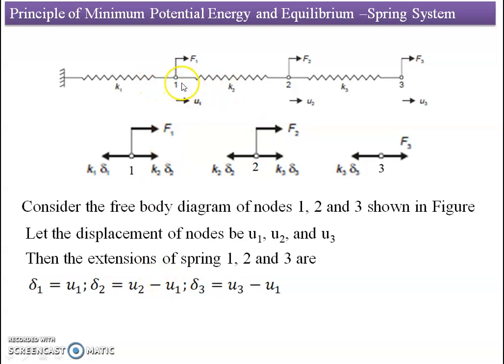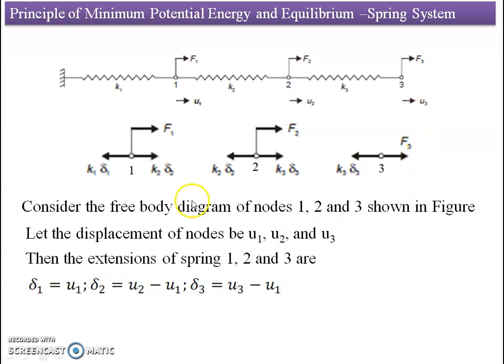Here in the case of node 2, there will be extension for both the parts. It will be a resultant. If I go with reference to the first node here, this node is having an inextensible value. That's why at node 1 it will have only delta 1 equals U1, delta 2 will be equal to U2 minus U1, and delta 3 will be equal to U3 minus U1.